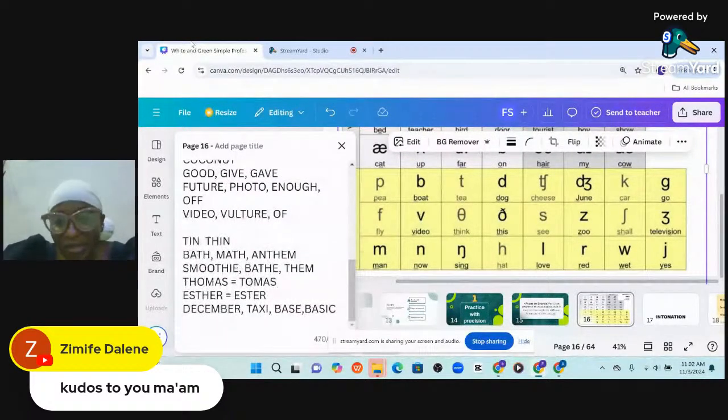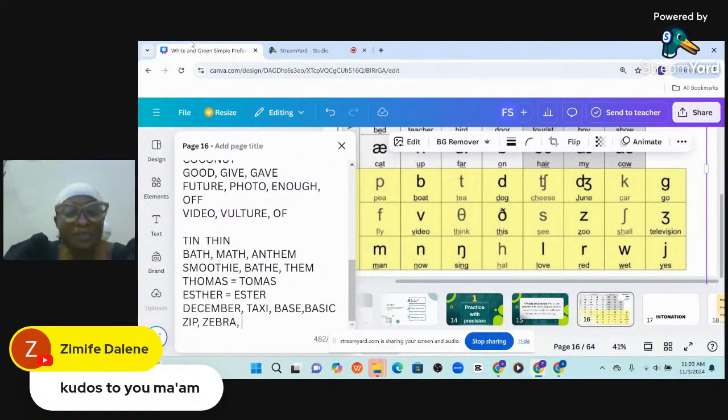Now the next sound I have is Z. The sound of Z. I have it in words like zip, not sip. Zip. I have it in zebra, not sebra. Of course, zebra too is correct. According to the dictionary, that word has two pronunciations. You can say zebra, you can say zebra.